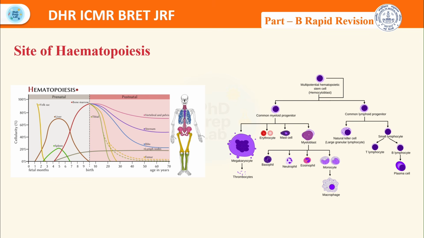This flowchart is very important because questions could be asked on which cell is from the myeloid lineage or which is from the lymphoid lineage. These are the kind of questions that are very frequently seen from physiology. And you have this chart where you can see the site of hematopoiesis. During the fetal stage, at 0 to 1 month, hematopoiesis is mostly in the yolk sac, and then you see it in the liver as the fetus grows. And then after birth, the main site for hematopoiesis is the bone marrow.